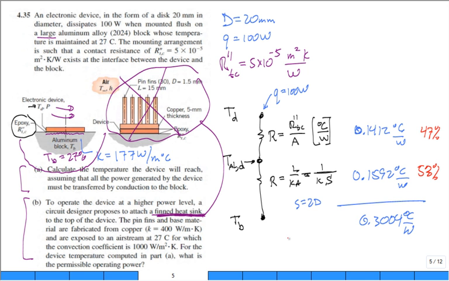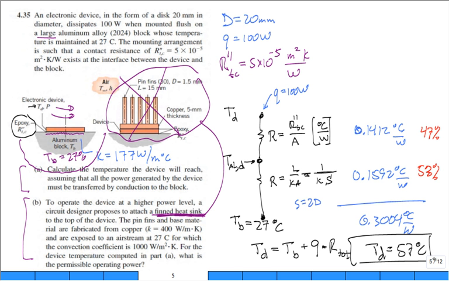So we find that we now can compute the temperature of the device, knowing that the temperature of the block far away is 27 degrees C. It is equal to the temperature of the block far away plus how much heat is being dissipated times the total resistance, and it comes in at 57 degrees C. We're building on some of the concepts that we've already constructed in this class. So does it look reasonable?